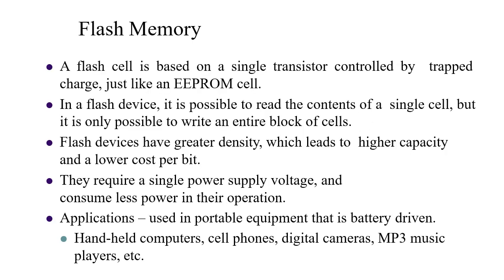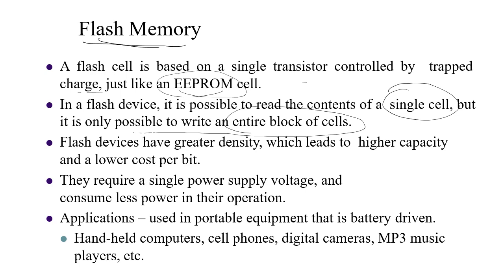The other type of ROM memory is the flash memory. In the case of flash, the cell is based on a single transistor controlled by trapped charge, just as in the case of EEPROM. In a flash device, it is possible to read the contents of a single cell, but only possible to write an entire block. So if you want to write to a single cell, it is not possible in a flash device.